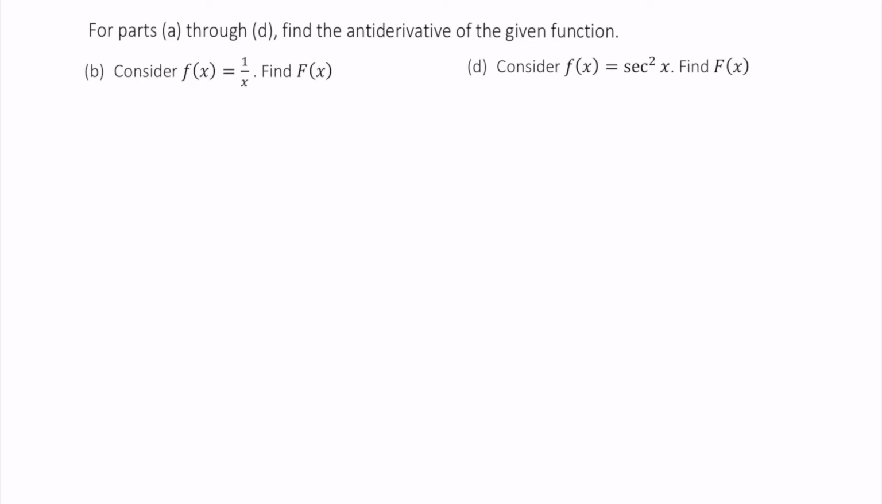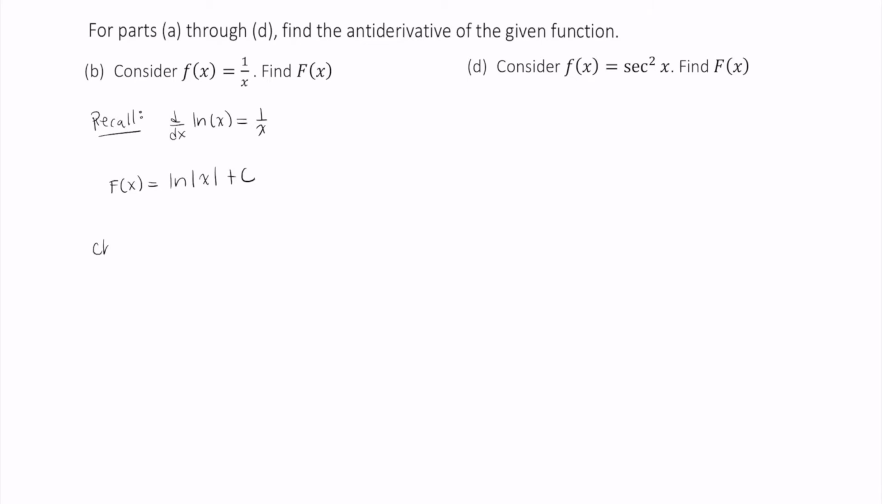Now for part B, if you recall, the derivative with respect to x of the natural log of x is equal to what? It's equal to 1 over x. This tells me that big F is equal to the natural log of the absolute value of x plus c. And I've linked to a video that explains really well why we need this absolute value, but I'm not going to go over that here. Please see the video that is linked.